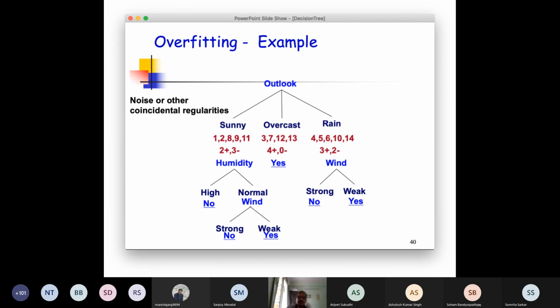So how to handle this situation? How to take care of overfitting so that you get a hypothesis which is appropriate, neither underfitting nor overfitting? How do you get that kind of decision tree?